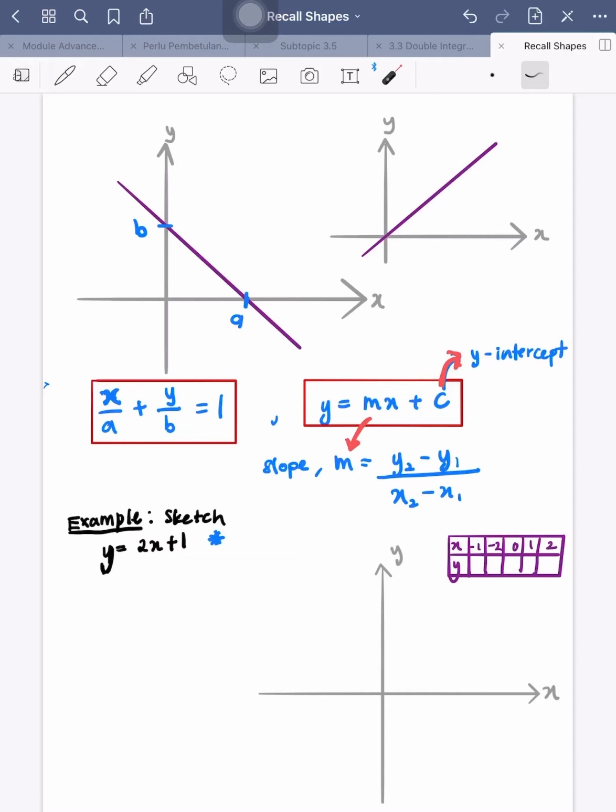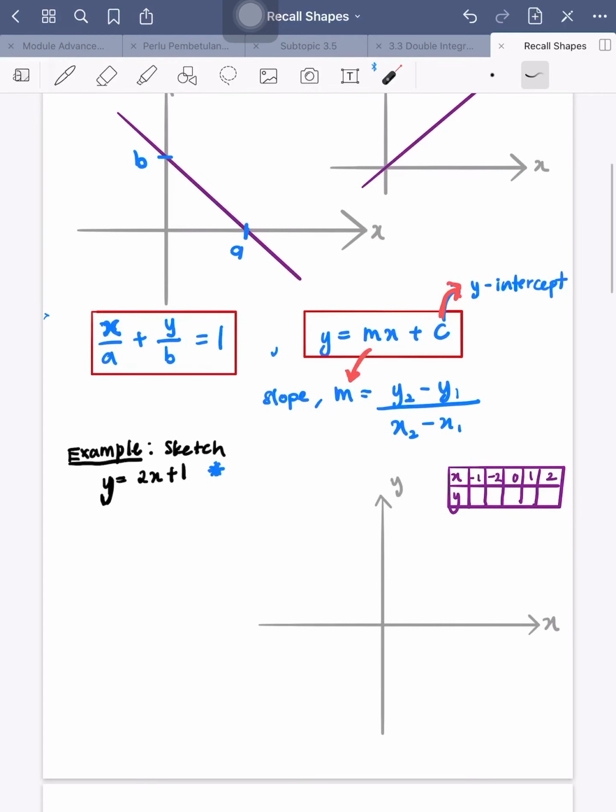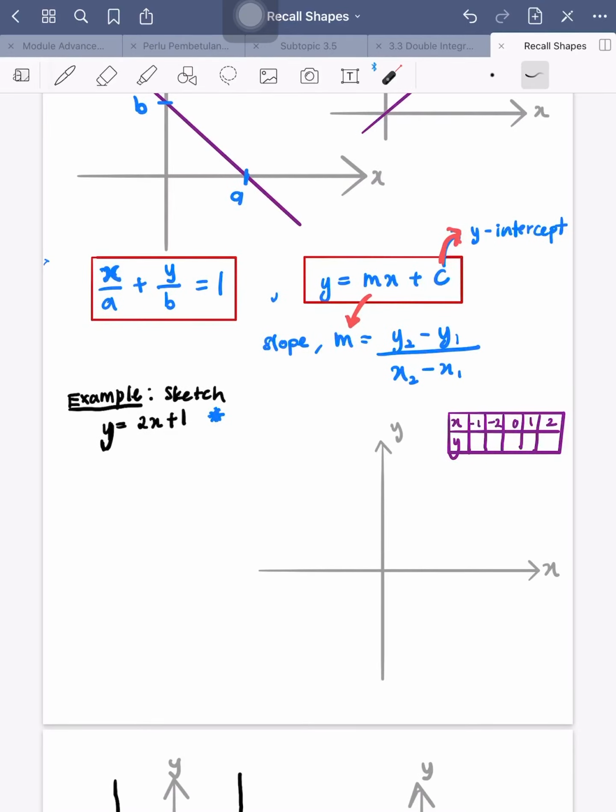Okay, so this one has x over a and y over b, where a is the intersection at the x-axis and b is the intersection at the y-axis. To sketch both equations, actually to sketch everything, the simplest way is by plotting. However, plotting takes some time, so to save time, you can use another approach to sketch. For example, like I solved in this example, I'm going to sketch by using the x-intercept and y-intercept.